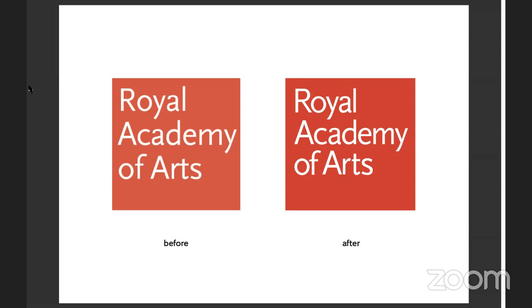However, they are a little bit closer to each other, set tighter, which puts more emphasis on them being together. Also, when you see Royal's L, Academy's D, and Arts' T, they are more or less aligned. It's not too rigid, but it gives some kind of order and cleanliness, I would say. Everything is more together. So that is the difference.